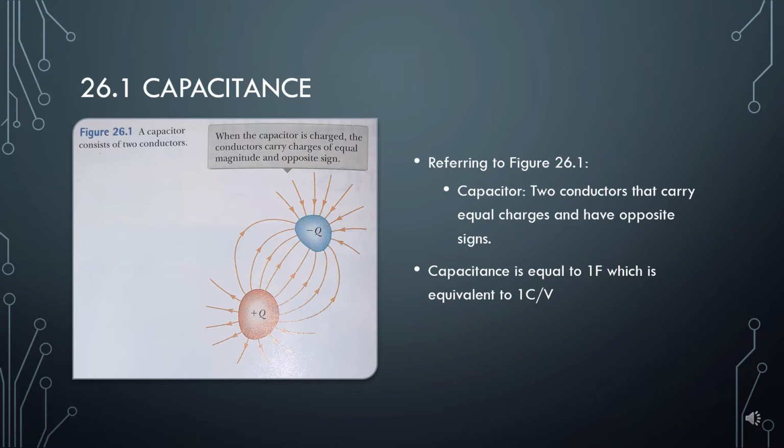Capacitance. Referring to figure 26.1, we can define what a capacitor is as two conductors that carry equal charges and attract each other due to opposite signs. Capacitance is the ratio of the magnitude of charge Q to the magnitude of the potential difference across the capacitor. Capacitance will always be positive and has SI units of farads. 1 farad is equal to 1 coulomb per volt.